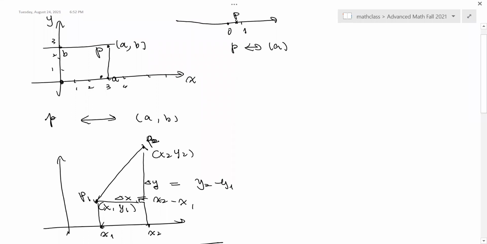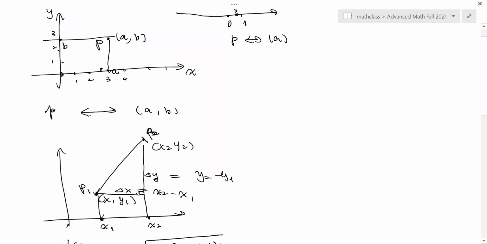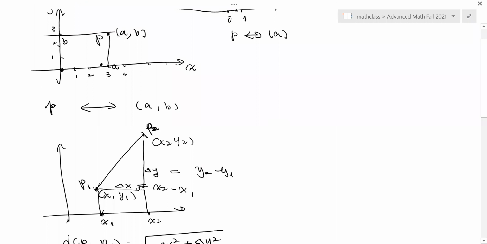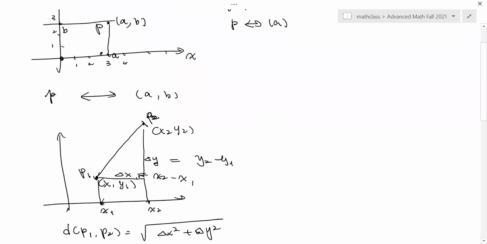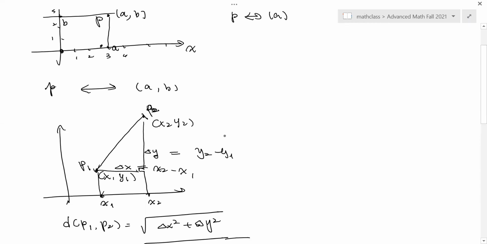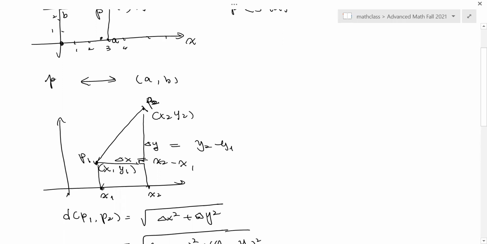Now, the question is, how do we use that, okay? Suppose you're given two points in the plane with a coordinate system, and suppose we know the coordinates, okay? P1 has coordinates x1, y1, and the coordinates of P2 are x2, y2. So you just draw the picture, and how do you find the distance between P1 and P2? Then you apply the Pythagorean theorem. You draw the right triangle, okay? And use a vertical line and a horizontal line.